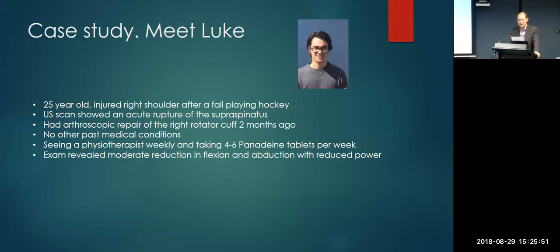Luke's a young man, just got into the workforce, still trying to stay fit, so he's still playing hockey. He has a fall and injures his right shoulder. His scan shows an acute rupture of the supraspinatus, and he goes off to the surgeon. The surgeon says, you need an operation, and he had this 2 months ago. So he's now sitting there in front of you.